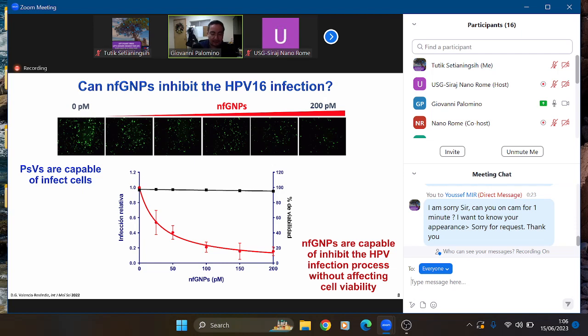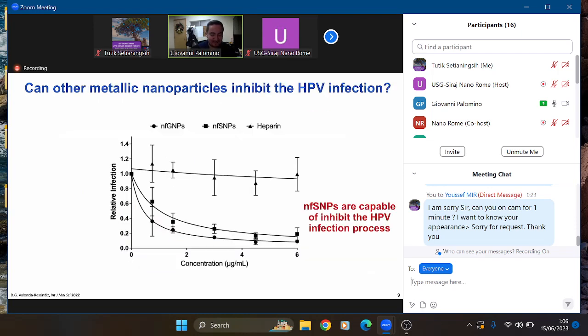And of course, the next question is whether other metallic nanoparticles can inhibit the human papillomavirus infection process. We did the same experiment using silver nanoparticles, and here are the results. There is no difference between gold nanoparticles and silver nanoparticles. So we have the same results. The silver nanoparticles are capable of inhibiting the human papillomavirus infection process.